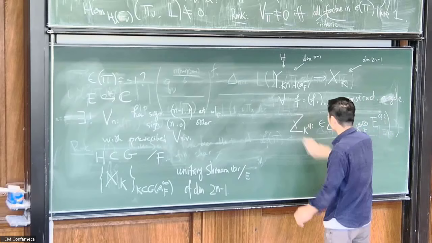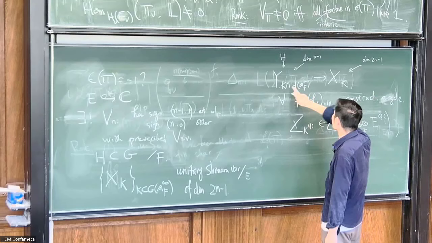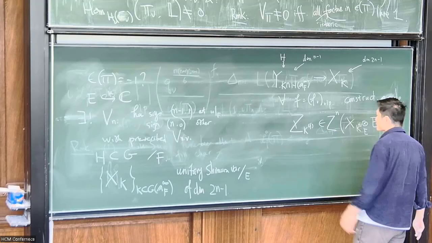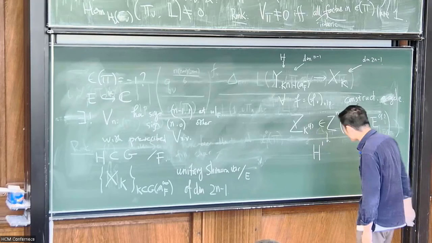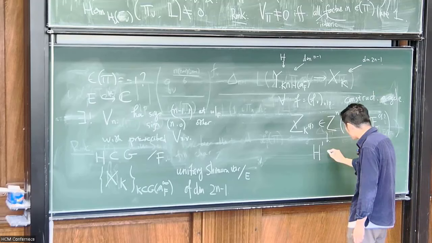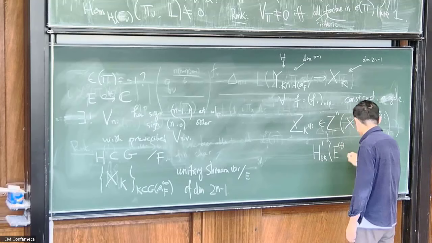Okay. Using this embedding, this morphism, but you change the level subgroup. Okay, so I'm not going to go into details. And this one, due to some Hecke projector thing, will actually go into H^1_BK of E, F. I denote this V pi.